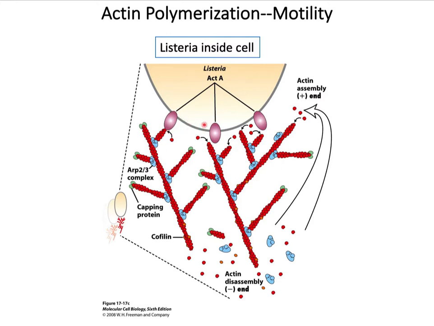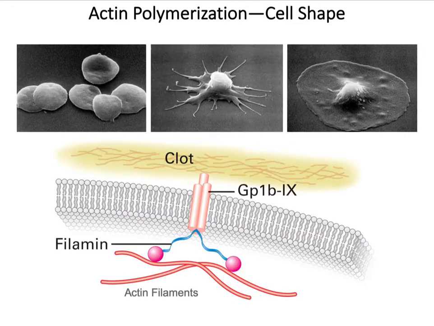a lot of ARP2/3 binding to actin filaments in the region around the bacterium in the cell will happen. So there is a rapid growth of these branches, and as these branches are growing at the plus end and depolymerizing at the minus end, the bacterium is actually being propelled forward on this actin tail. So this shows the whole of the bacterium, and this is the actin tail behind it. So actin polymerization is really important for motility.